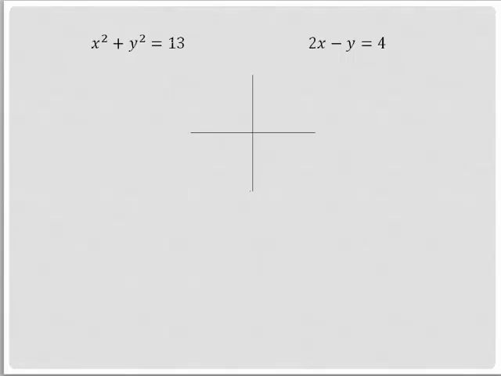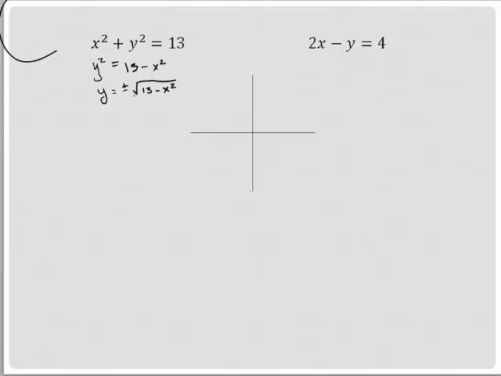So first of all, we have to put it into the format for graphing, and that always requires that you have this equal to y. So we're going to rewrite this as y squared equals 13 minus x squared. Now we still need to get rid of that squared. So remember, we're going to have a plus or a minus square root of 13 minus x squared.